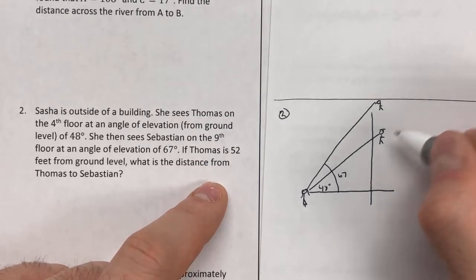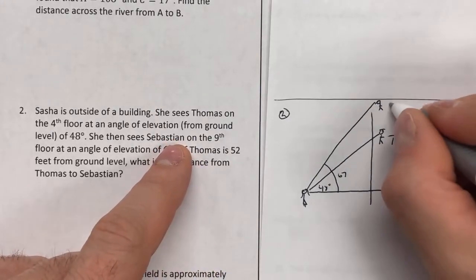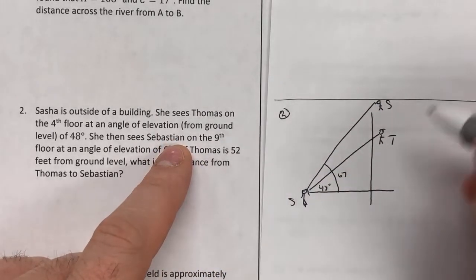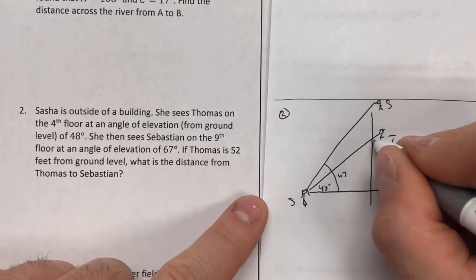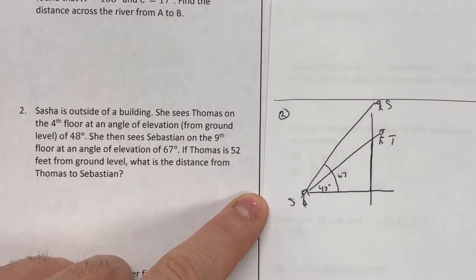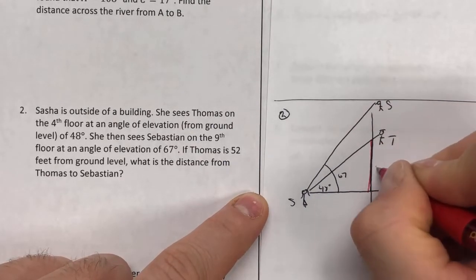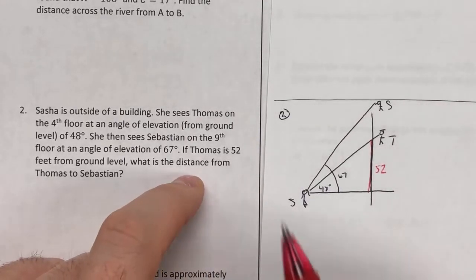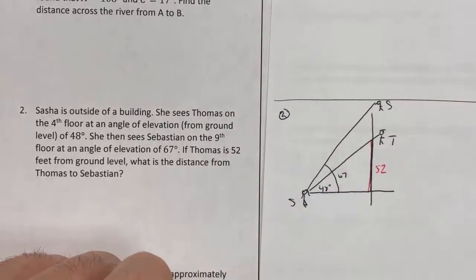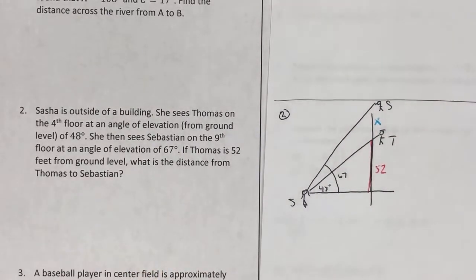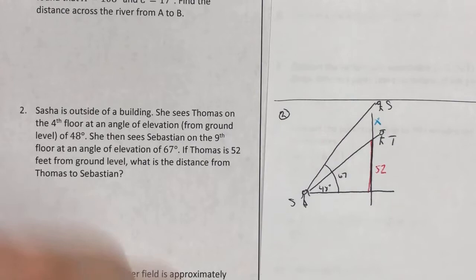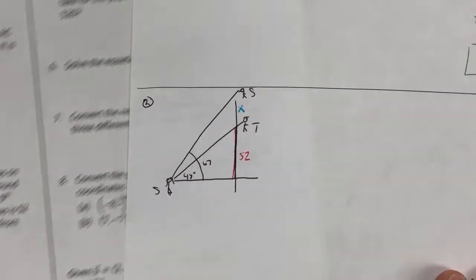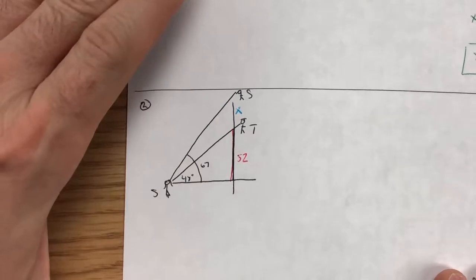Okay, so this is Thomas, and this is Sebastian, and this is Sasha. So Thomas is 52 feet from ground level, so if this distance right here, I'm going to do this in red to differentiate, if that distance is 52, what is the distance from Thomas to Sebastian? So we're trying to find this distance right there. What we're going to have to do is draw 2 smaller triangles. I'm going to break these 2 triangles apart. So we're trying to find that length right there.